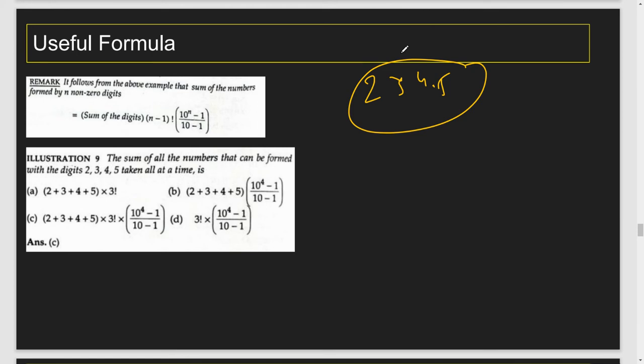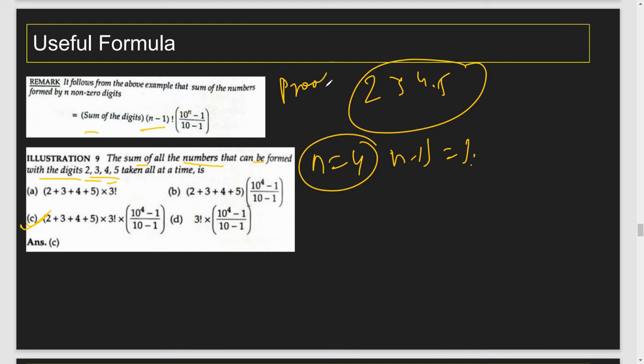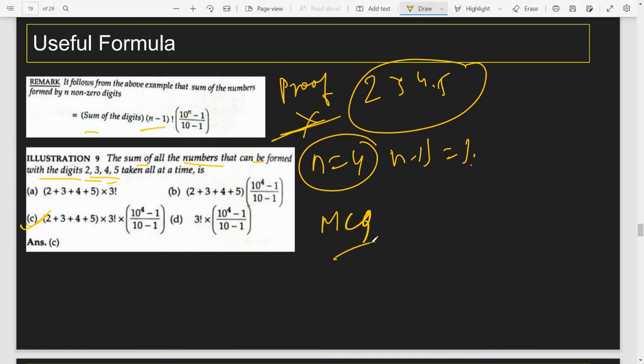So how can we do that? Simple formula: sum of the digits into (n minus 1) factorial into (10 to the power n minus 1) upon (10 minus 1). Here is an example: sum of all the numbers that can be formed with the digits 2, 3, 4, 5 taken all at a time. What you need to do is take the sum of all the digits, then (n minus 1) factorial, because n is equal to 4 here, so 3 factorial, and then (10 to the power 4 minus 1) upon (10 minus 1). This is going to be your answer. These are just direct formulas. Obviously the proof is not something you should be concerned about, but these are direct formulas that you can use to solve MCQ type questions.